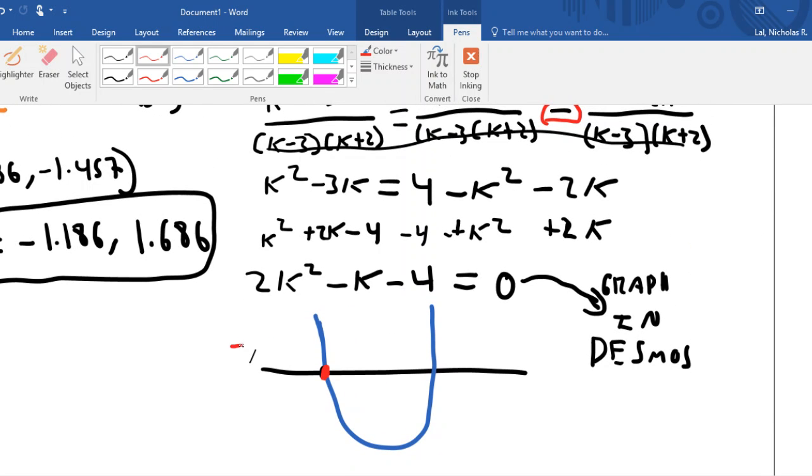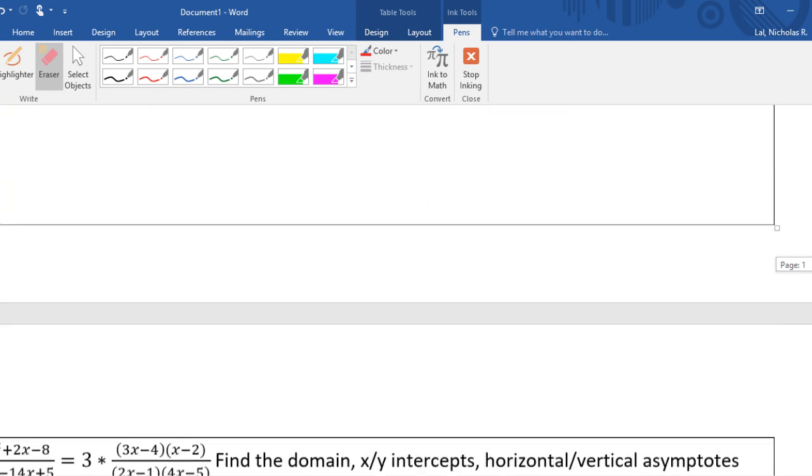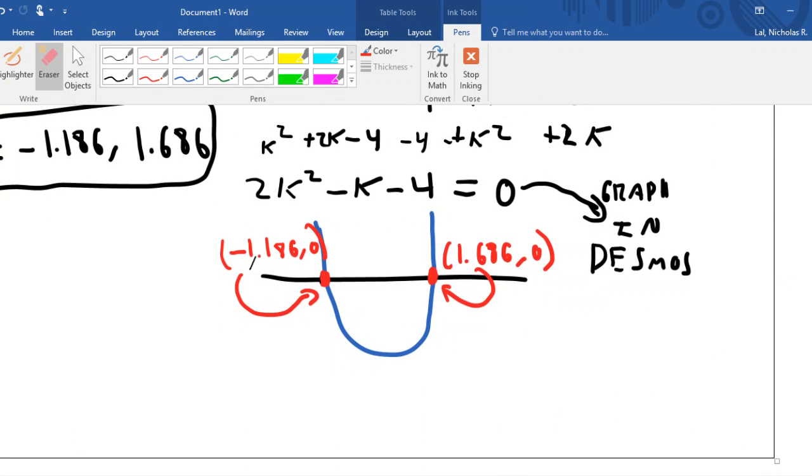So our zeros are, we have negative 1.186 comma 0 here, and we have 1.686 comma 0 here. All right. We're good to go. Any questions before we move on? No? Okay. Oh, let me erase this. So notice these get you the same answers. Negative 1.186 and 1.686. So I wanted to show you this way. Why I say the faster way is to graph both equations in Desmos.